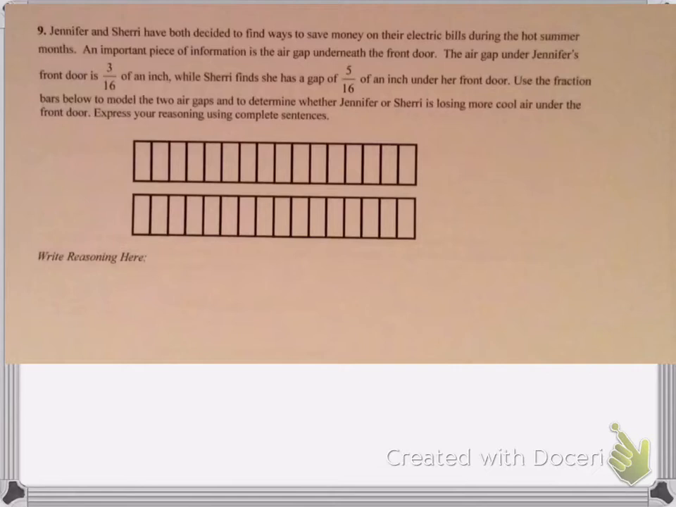Use the fraction bars below to model the two air gaps and to determine whether Jennifer or Sherry is losing more cool air under the front door. Express your reasoning using complete sentences.